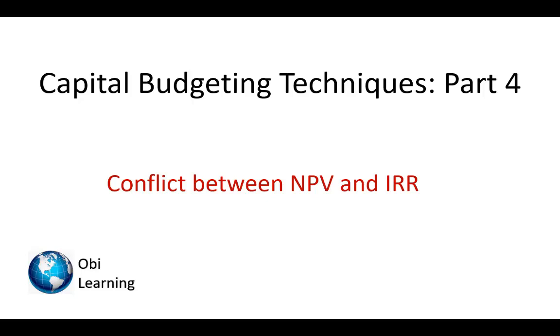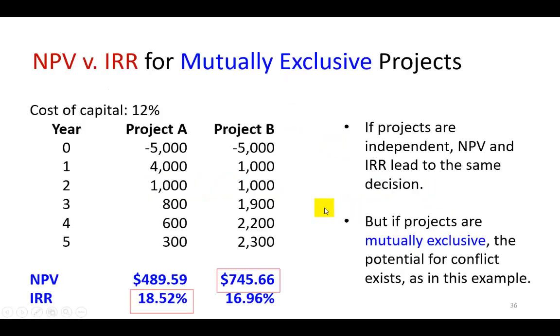Hello, in part 4 of my capital budgeting series, we're going to examine the nature of conflicts between NPV and IRR. Now, to be sure, these two investment decision techniques are the most robust and typically produce the same capital budgeting decision in cases where projects are independent and there are no non-normal cash flow issues.